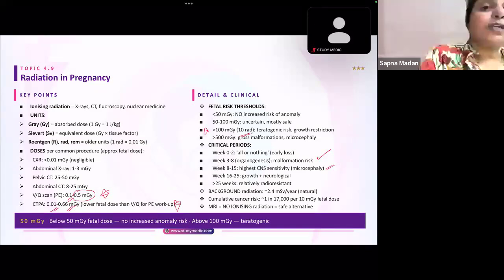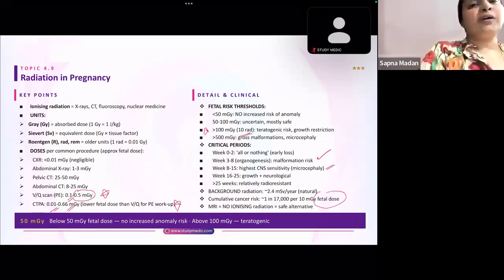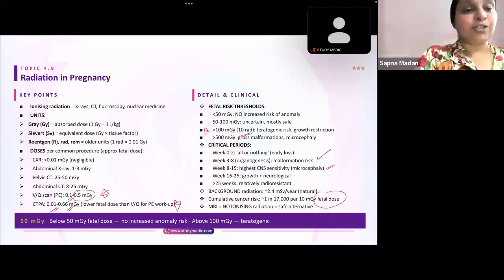Cumulative cancer risk is approximately 1 in 17,000 per 10 milligray fetal dose. Okay, so this is about the fetus, about the baby. Cumulative cancer risk is 1 in 17,000 per 10 milligray of radiation exposure received. MRI is a safe alternative. It doesn't have any ionizing radiation.